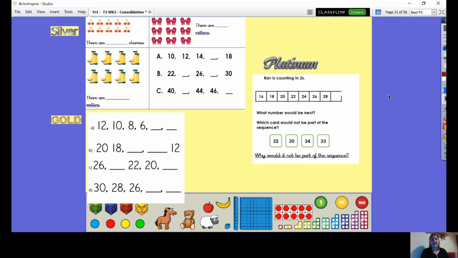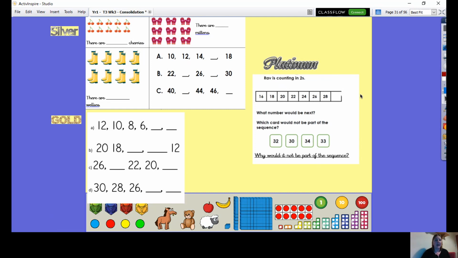So parents, you might want to pause the video here because obviously I will then carry on and that will be the answers. So here you're just counting how many objects. Here you're continuing the pattern. This one, gold, is continuing the pattern, but it's going backwards. Okay, and here we have got a little problem. It says that Rav is counting in twos. What number would be next? So you've got to choose a number from here. And then it says which card would not be part of the sequence, and why would it not be part of the sequence? So we want to know which number would come next there, but one of these numbers would not fit in this pattern, and why not?